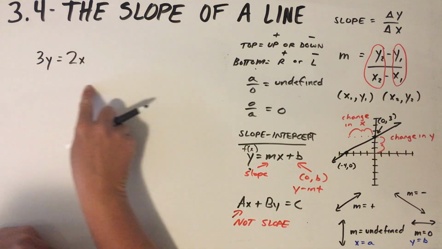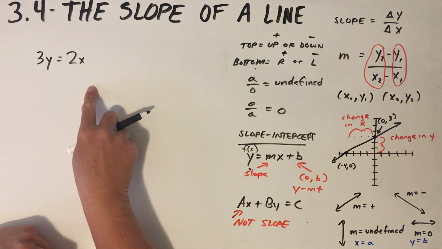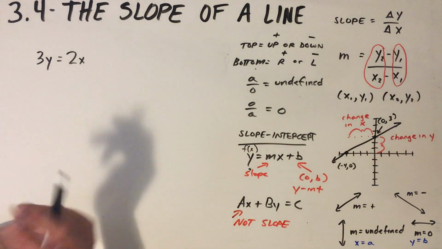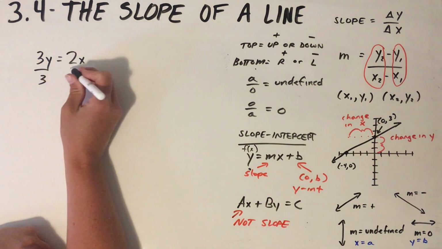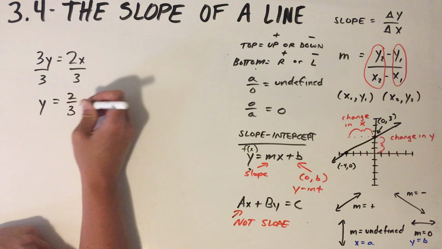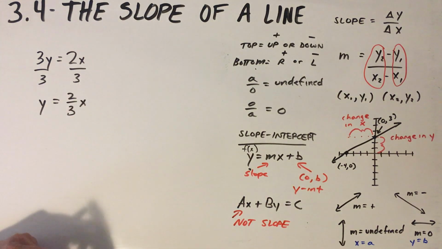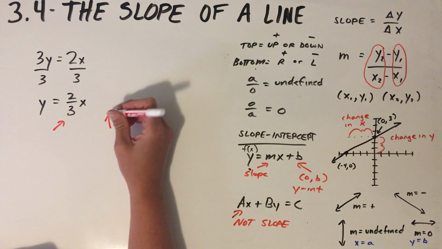So this is not in slope-intercept form. This is not standard form either. It's somewhere in between, but I want to solve for y. When I solve for y, what I'm going to do is just divide by 3. So y is going to be equal to 2/3 x. Now that this is in slope-intercept form, I can identify my slope and I can identify b.